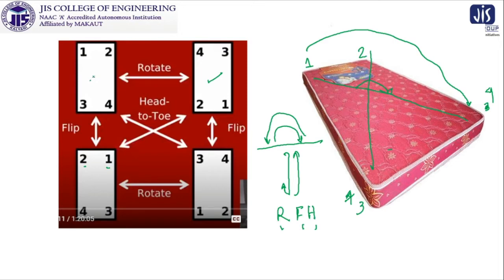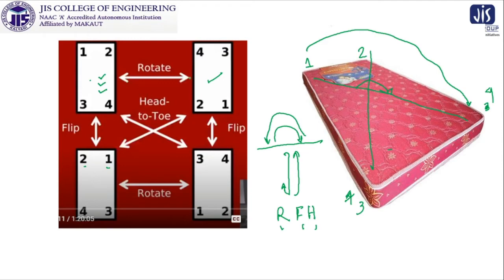But is it the only way? No. Look at this. There are double directional arrows, means if you rotate it and then again rotate it with the same logic, you will get the same matrix. If you make it head to toe and then again head to toe, you will get the same matrix. If you flip it 2 times, you will get the same matrix.